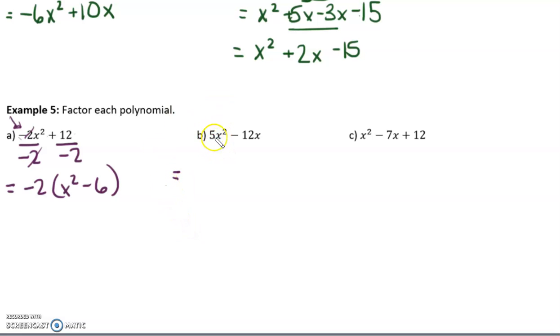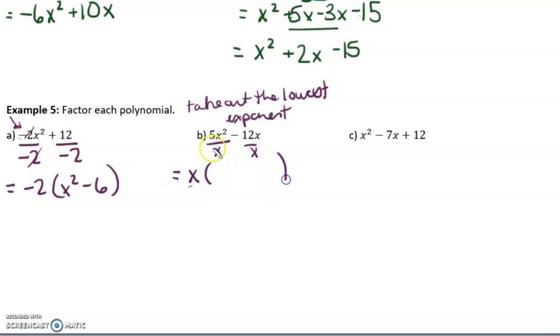Okay, the second one. So 5 and 12 don't divide by the same number, but we have an x squared and an x. And the rule is take out the lowest, depends on if you have more than two terms, the lowest exponent. Okay, so the variable with the lowest exponent is x to the 1. So we bring that common factor out here, and we're left with, in the bracket, 5x minus 12.